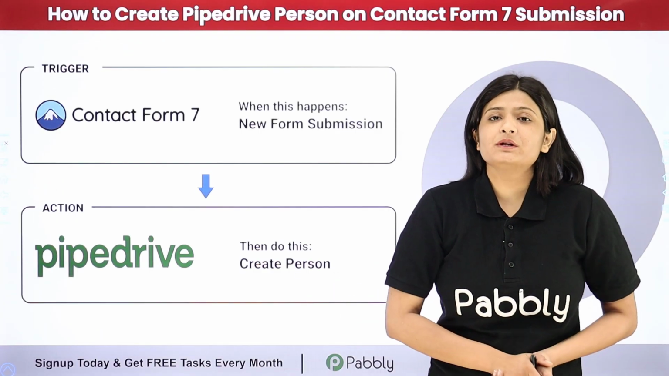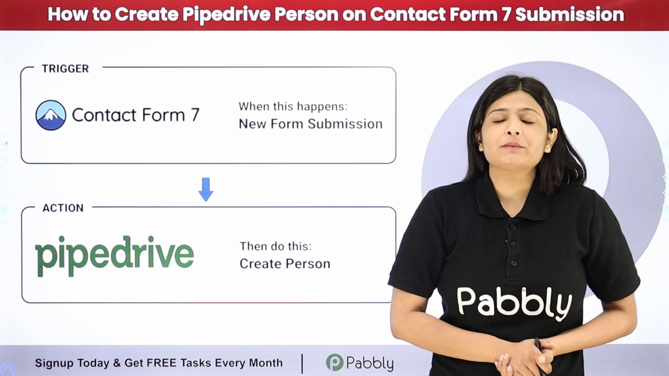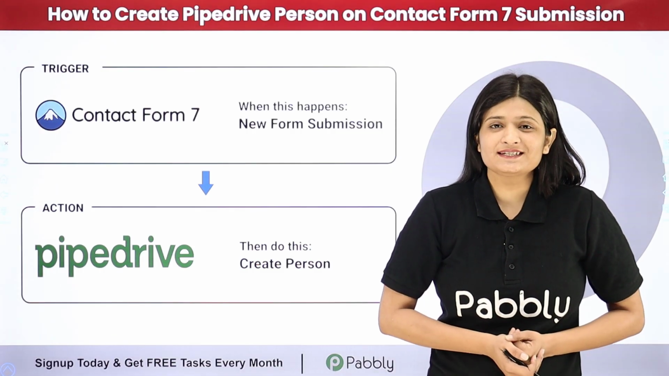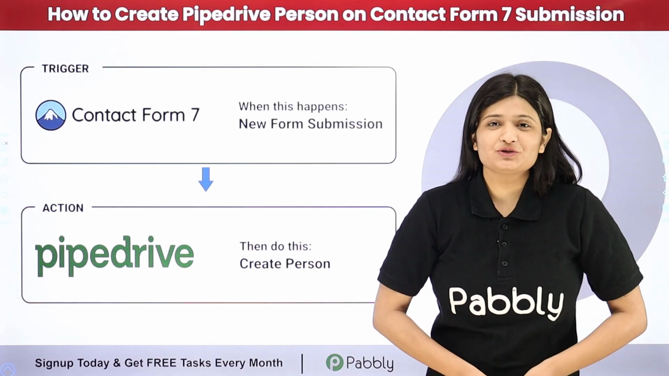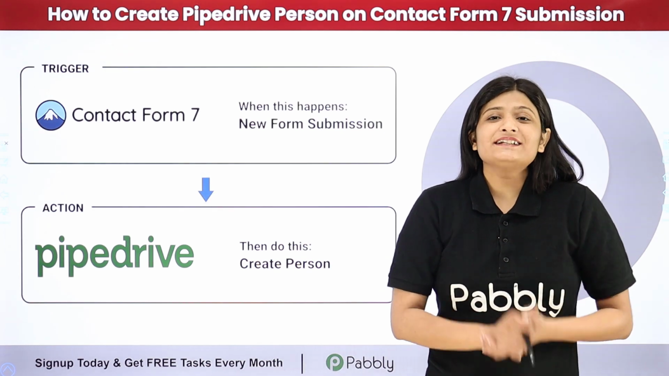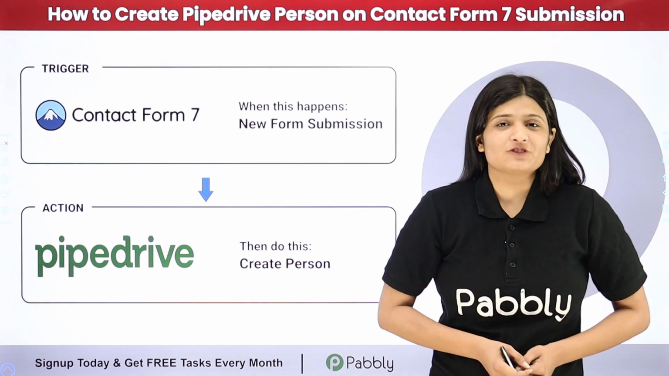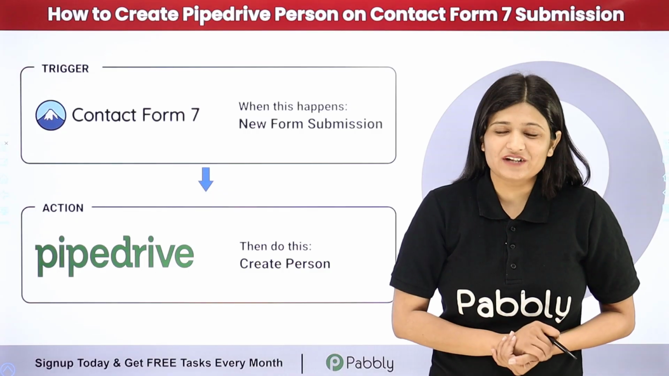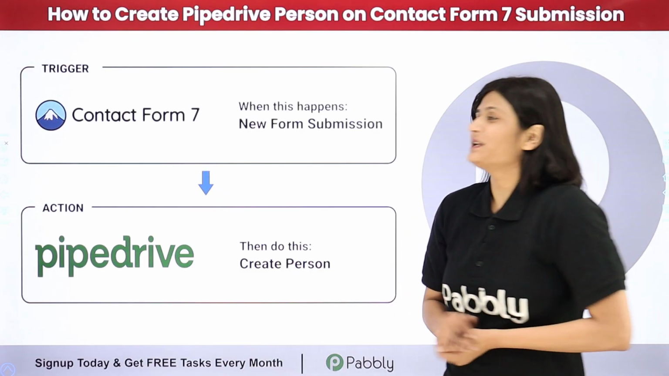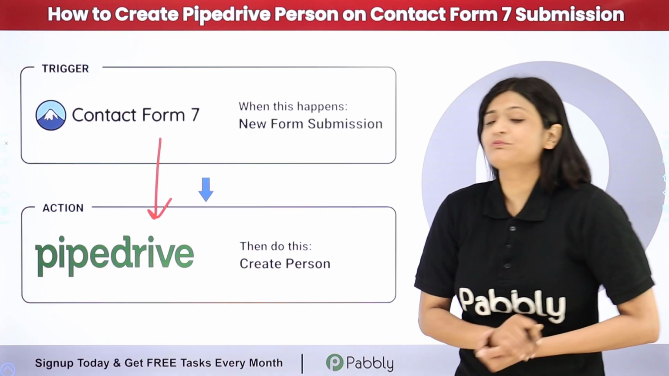Now doing this manually will be a very tedious and time-consuming task, so I am going to completely automate this process, and to do this automation I am going to use Pabli Connect. Pabli Connect is an amazing automation and integration software which requires no coding or programming skills. Here I just need to build a connection between Contact Form 7 and Pipedrive.